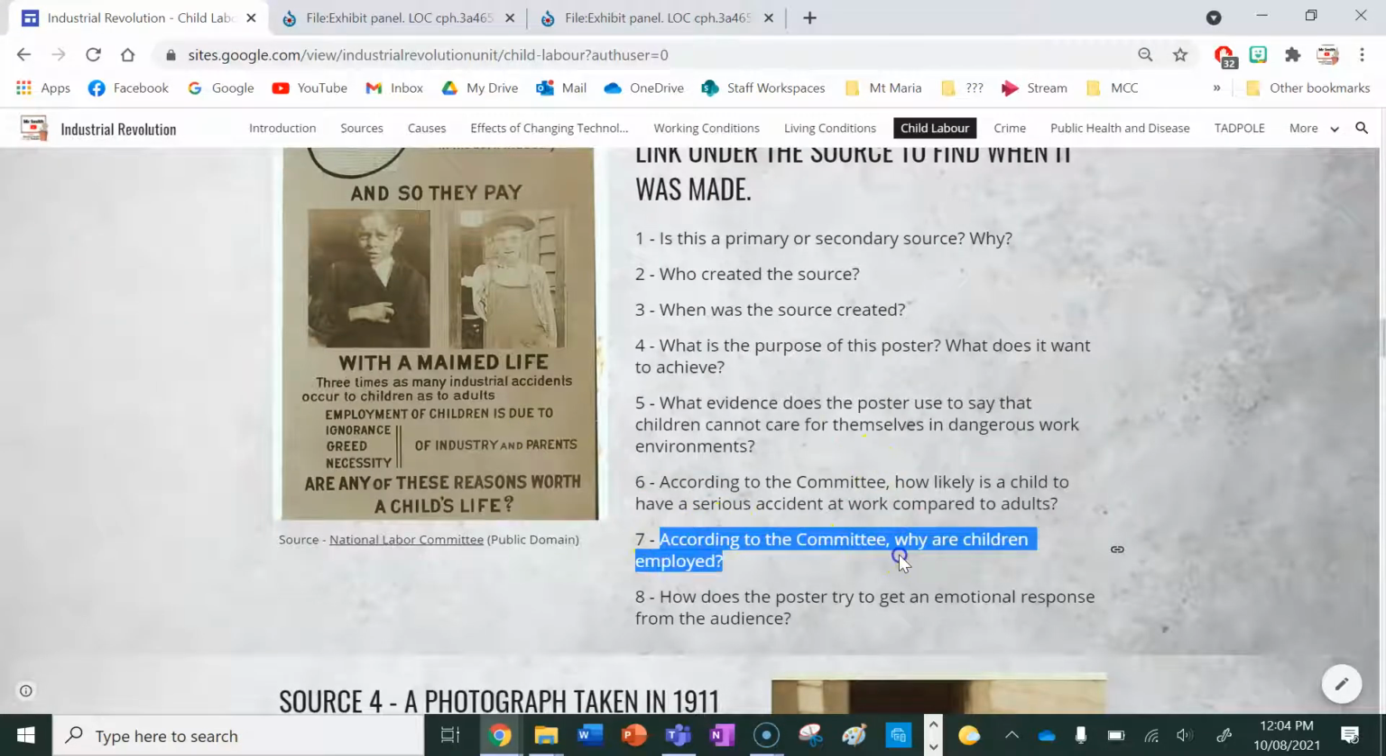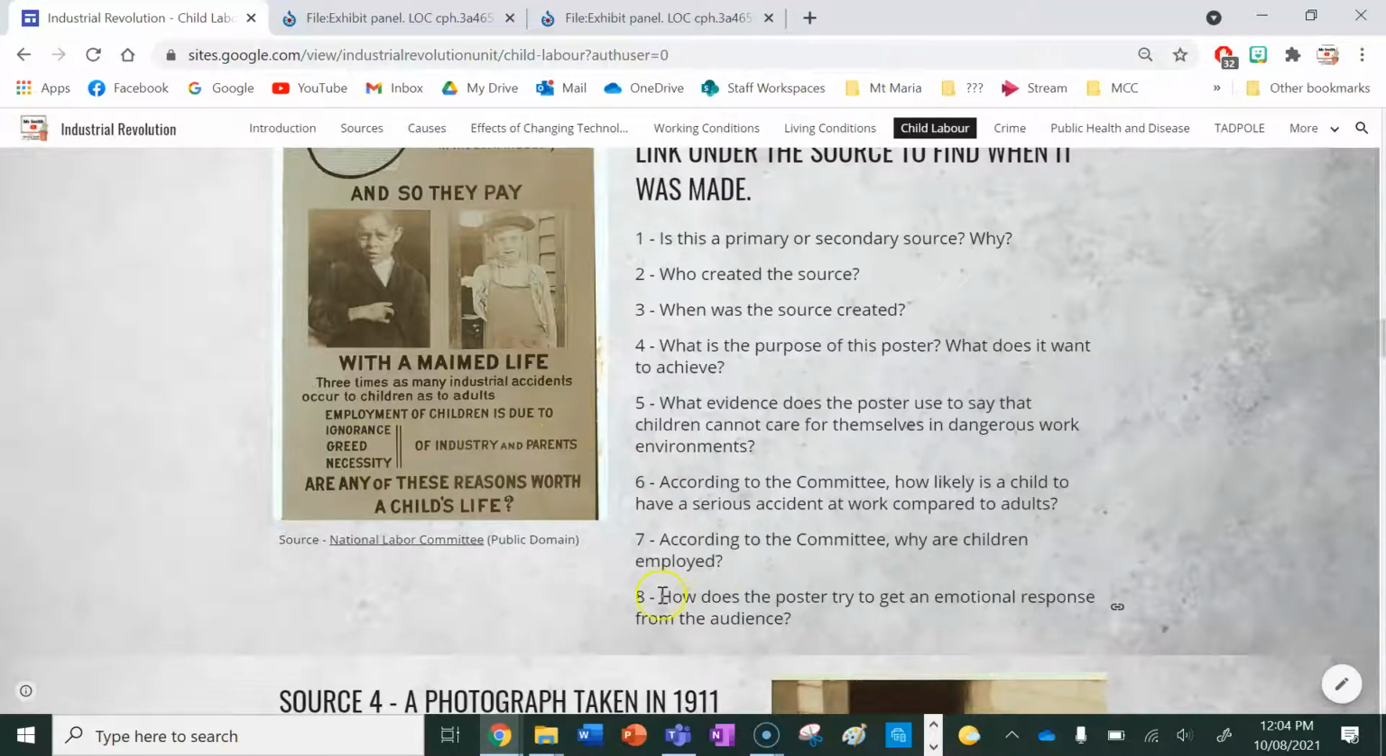According to the committee, why are children employed? There's 3 reasons: ignorance, greed, and necessity, and it benefits industry and parents.